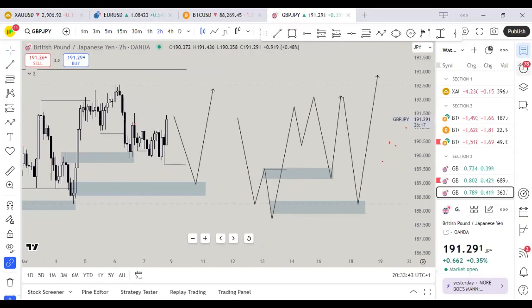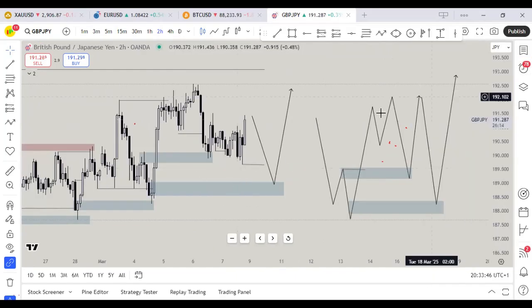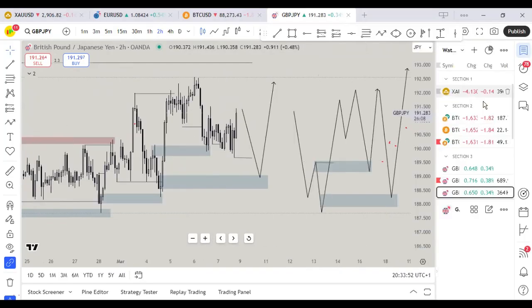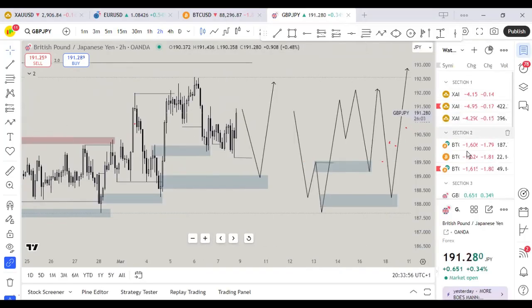Now, I've talked about the order block, the breaker block, and the QMR. Now, let's start analyzing the charts of today, all my trades for today.